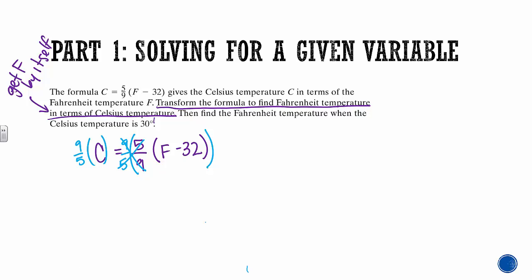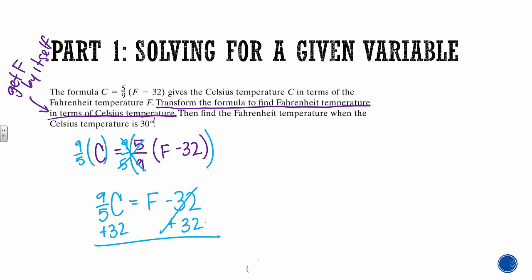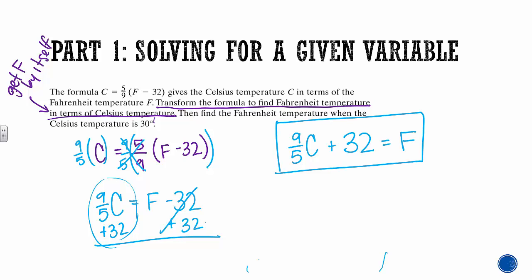So that crosses off, and I get 9/5 of my Celsius temperature equals my Fahrenheit temperature minus 32. Then I'm going to add 32 to both sides. That crosses off. And then this right here we can't combine because one has a C and one doesn't. So I'm just going to leave it as 9/5 times Celsius plus 32. And that gives me my temperature in Fahrenheit.